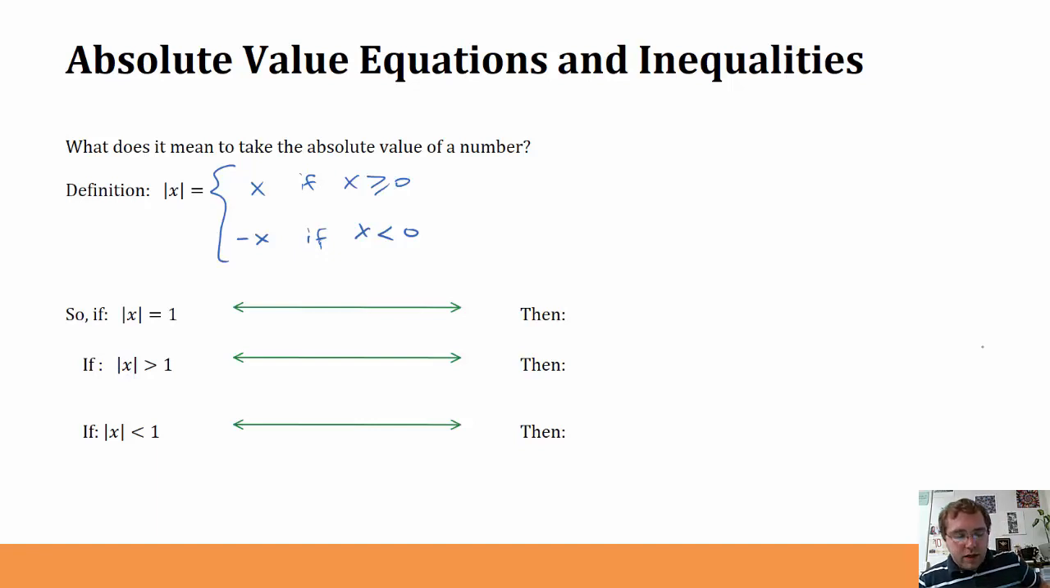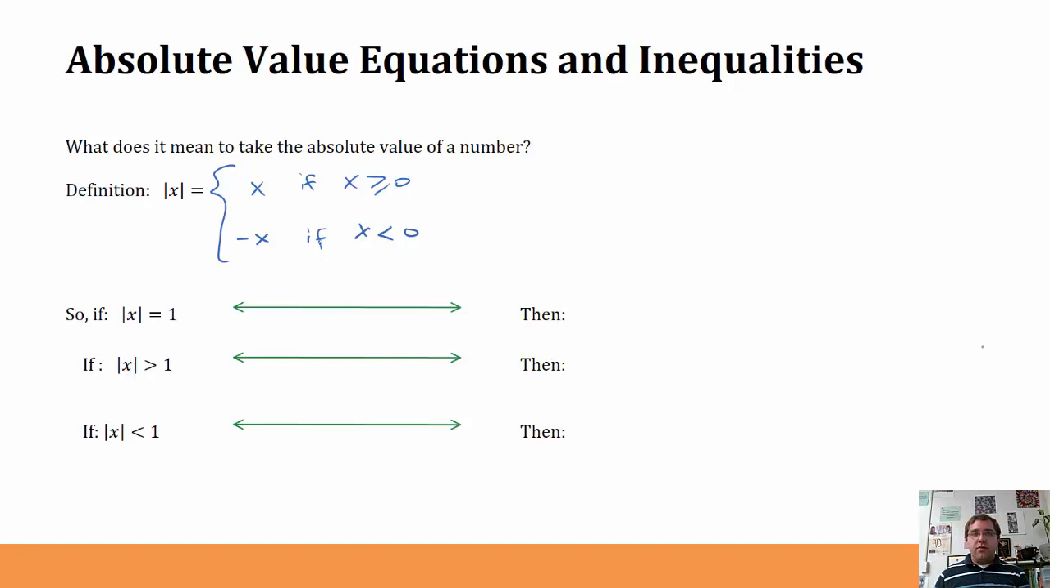Absolute value equations and inequalities. What does it mean to take the absolute value of a number? Some people would say it just means make it positive. Well, this is the formal definition of it. The absolute value of x means it's x if x is already positive or x is 0. It's the opposite of x, the negative of x, if x is less than 0. So yes, it means make it positive.